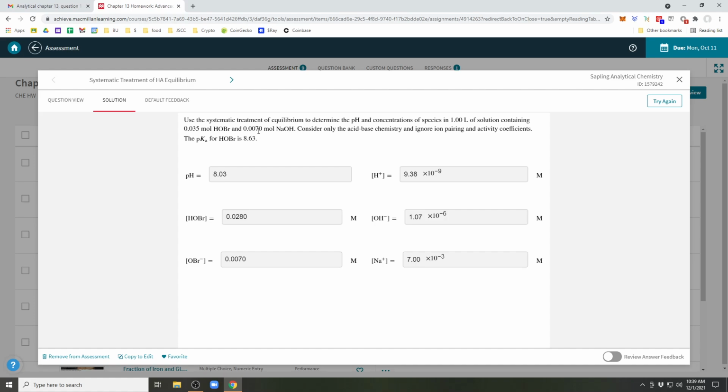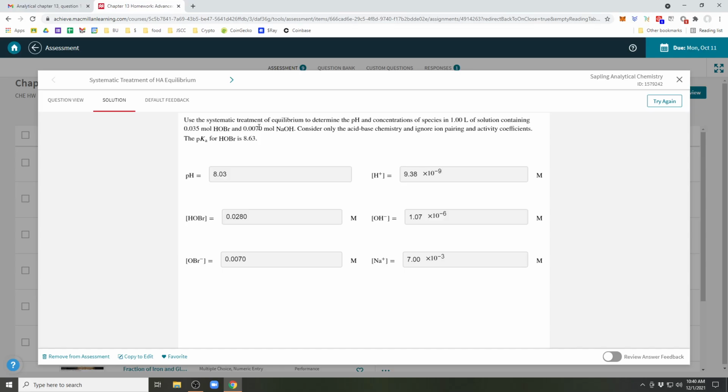Okay, so this problem, actually, there's two ways you can go about this. There's the Excel solver, which the entire chapter is really about, which this would be good practice to do, and I'll show you a bit. But I want to point out something: you have a strong base here, which is 0.0070 moles of NaOH. What that means is there's no other form of sodium in this problem. And so the Na plus should work out to essentially this number right here.